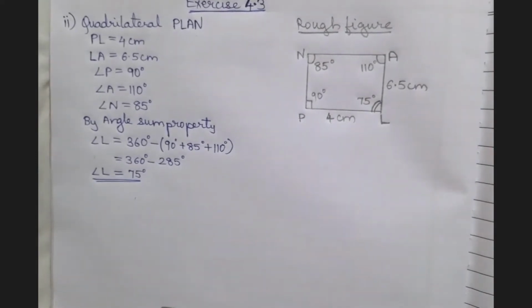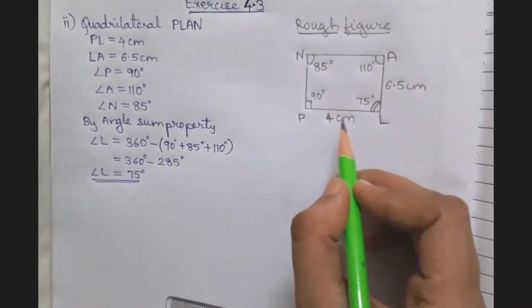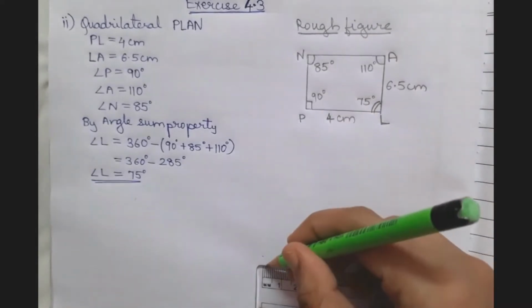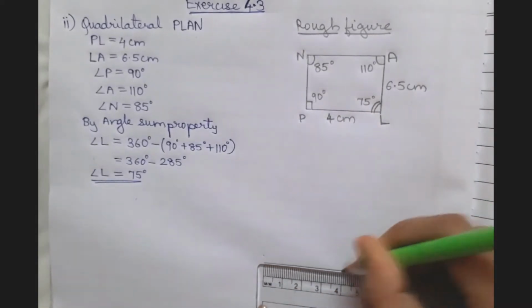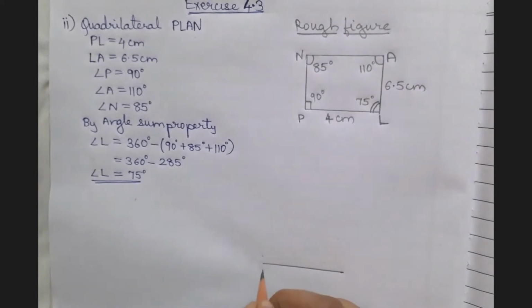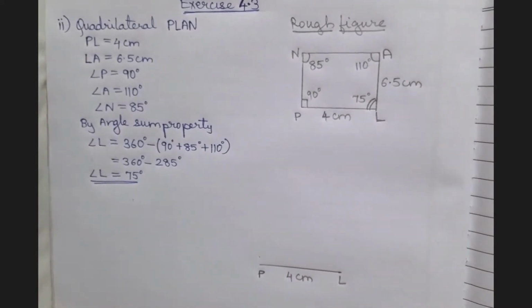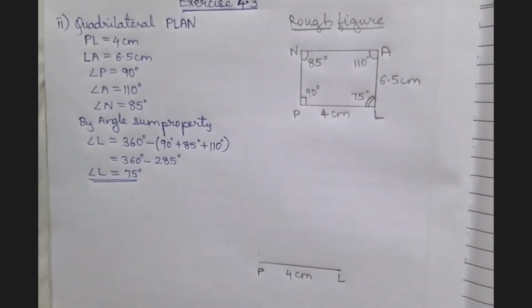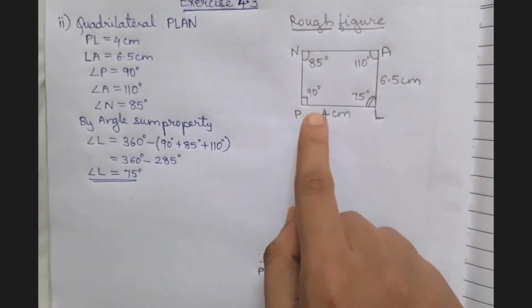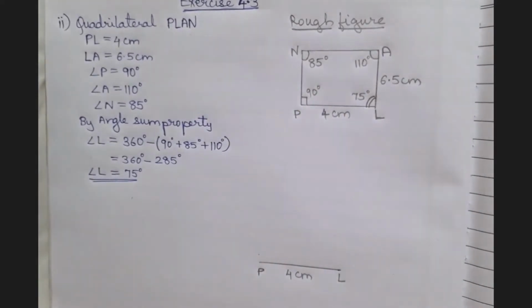So first we will draw the base side, that is side PL. So PL is 4 centimeter. This is PL, and the measurement of PL is 4 centimeter. Now we will start constructing the angles. First we will construct angle P, which is 90 degree. And here students, we will construct the angles by using a compass and not a protractor.